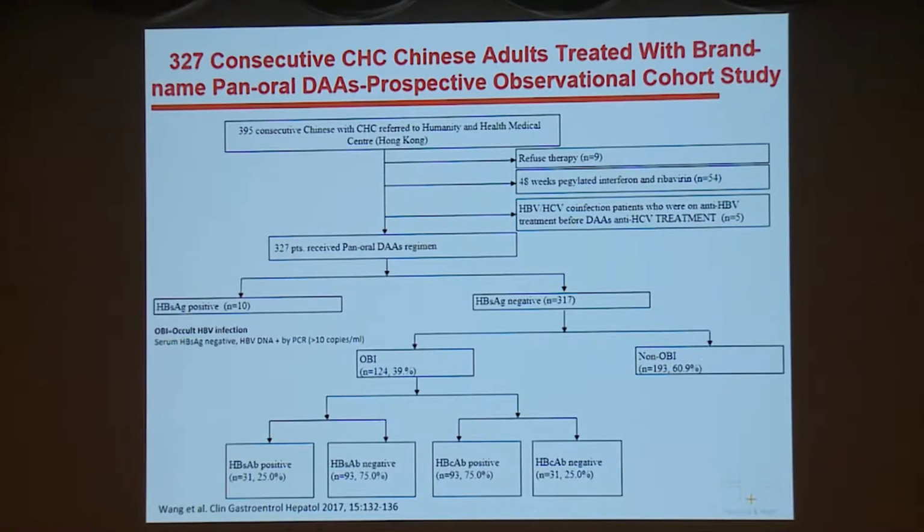We also took this opportunity to understand whether there are any reactivations or other phenomena in this cohort of patients. So we conducted and registered a study to prospectively collect 327 consecutive Chinese chronic hepatitis C patients treated with brand-name pan-oral DAAs. This is the flow chart of what was done. Among them, 10 patients were surface antigen positive and 317 were surface antigen negative. We defined occult infection as surface antigen negative, HBV DNA positive by PCR, using real-time PCR with a sensitivity greater than 10 copies per mL.